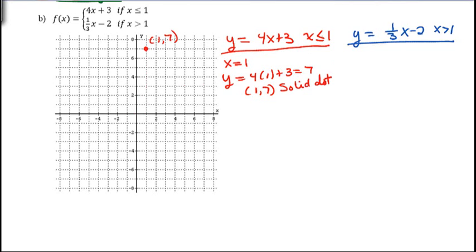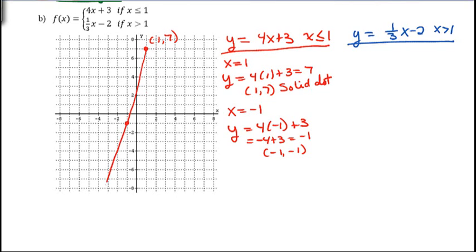And then we need to find one other point, and this is for x is less than or equal to 1, so pick something smaller than 1. I would like to move a little bit away from 1, so I'm going to let x be equal to negative 1. So we would have y is equal to 4 times negative 1 plus 3, and that's negative 4 plus 3, which is negative 1. So I have a point at negative 1, negative 1. That's all the way down there. And we only need 2 points to define our line, so we can go ahead and draw our line in.